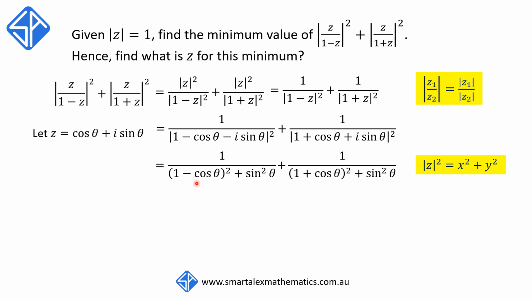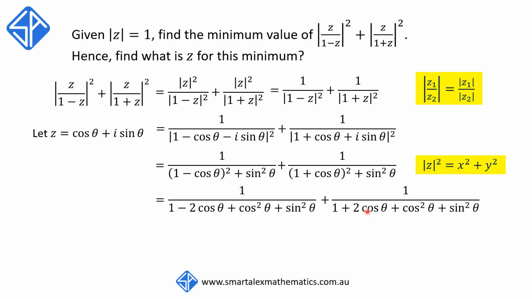We're then going to expand both of these brackets. We've got (1 minus cos theta) all squared, which expands to 1 minus 2 cos theta plus cos squared theta, and (1 plus cos theta) squared expands to 1 plus 2 cos theta plus cos squared theta. Then using the trig identity that cos squared theta plus sine squared theta is equal to 1, we can reduce both of those to 1, and then we can collect the like terms. 1 plus 1 is 2. Again here, 1 plus 1 is 2.